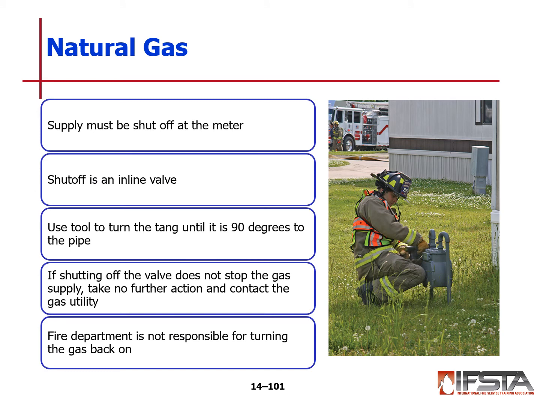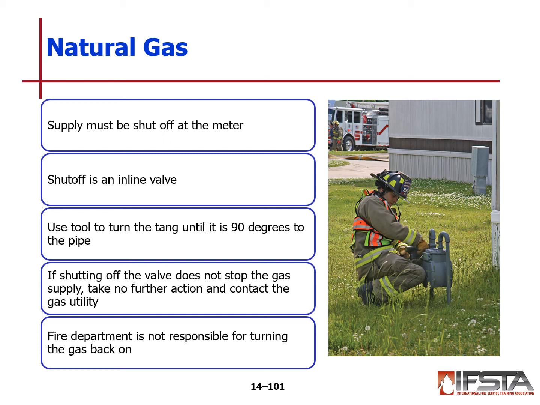The shut-off is an inline valve. You can use a tool to turn the tang until it is 90 degrees to the pipe. It'll look like basically it's crossing the pipe. Then you know that you have it off. If it looks like it is in line with the pipe, then it is still on. If shutting off the valve does not stop the gas supply, take no further action and contact the gas utility. Fire departments are not responsible for turning the gas back on.